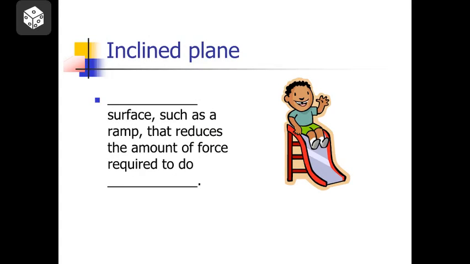Fourth one is an inclined plane. It is a sloped surface, so the blank here is sloped, such as a ramp that reduces the amount of force required to do work. So a sliding board is a good example of an inclined plane. Think about a moving vehicle. If you've ever had to help friends or family move before, you get like a U-Haul truck and you have that ramp that comes out the back. The whole purpose of that ramp is so that it makes it easier for you to get the different heavy objects up to the truck, basically. So that's the advantage of an inclined plane.